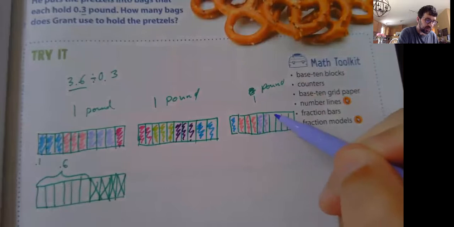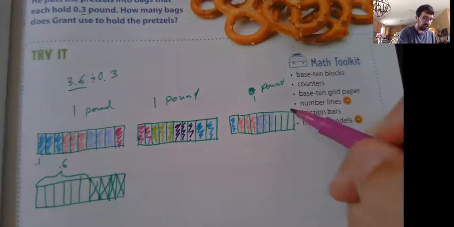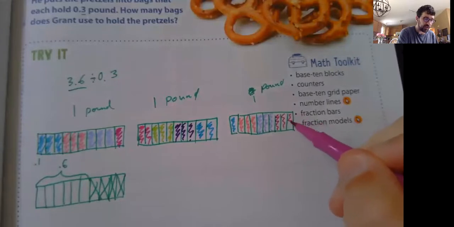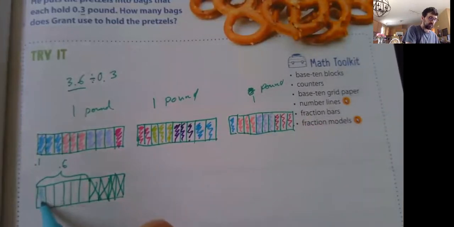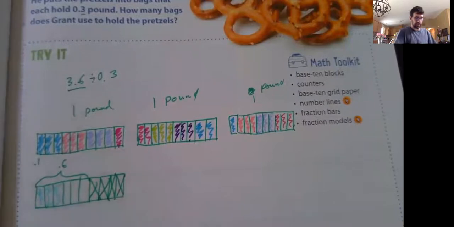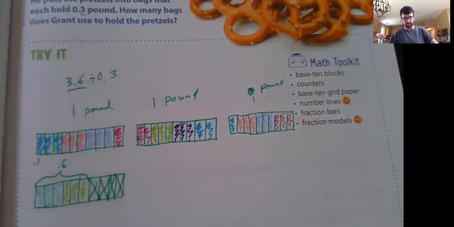1, 2, 3. Another bag. Almost there. 1, 2, 3. Another bag. 1, 2, 3. And lastly, 1, 2, 3, right? All those pins out of the way now.